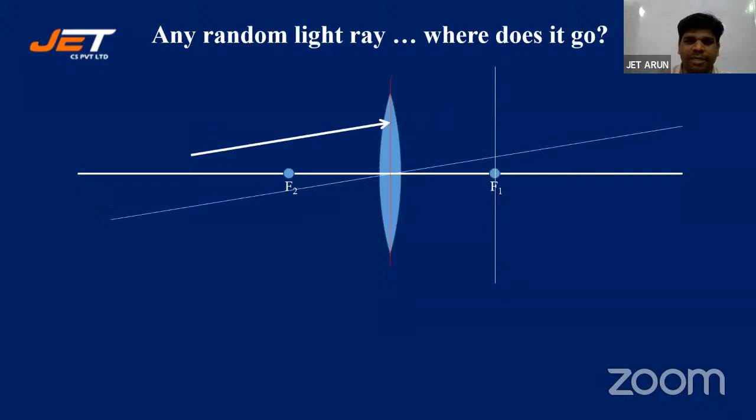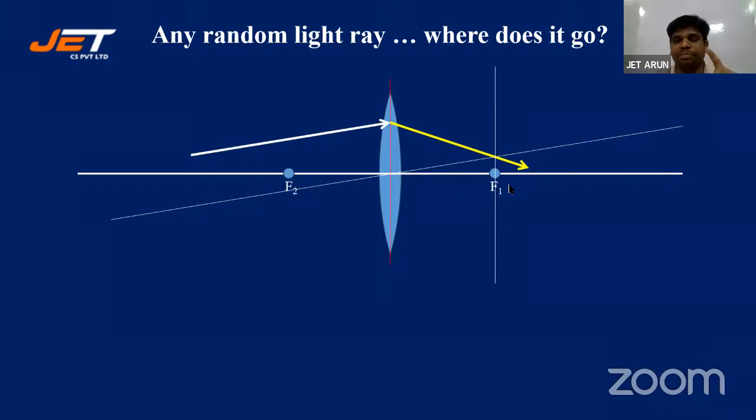What I do, I'll take a line parallel to the incident ray. For the random incident ray, I take a parallel line through the optic center. Now I will mark the point where this intersects with the focal plane. Here is the point. I will join this point and this point, and I'll get the refracted ray. That's how I got the refracted ray, the yellow ray.